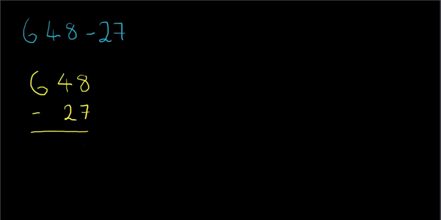And again, unlike addition, we have to go top to bottom. So here it's going to be 8 take away 7, which in this case is 1. 4 take away 2, which in this case is 2. And 6 take away, well, there's nothing below the 6. It's like there's an invisible 0. So 6 take away 0 is just 6. In other words, for this first example, the answer to 648 take away 27 is just 621.